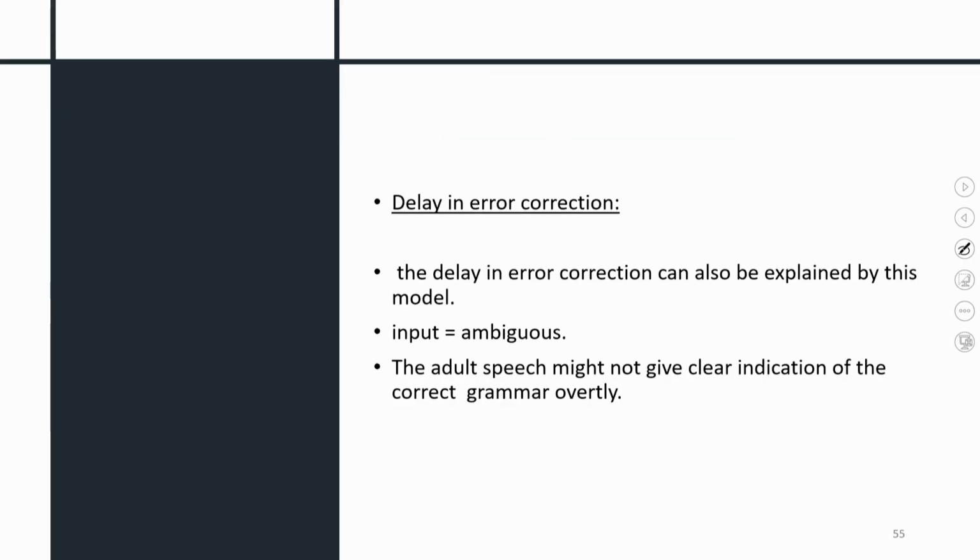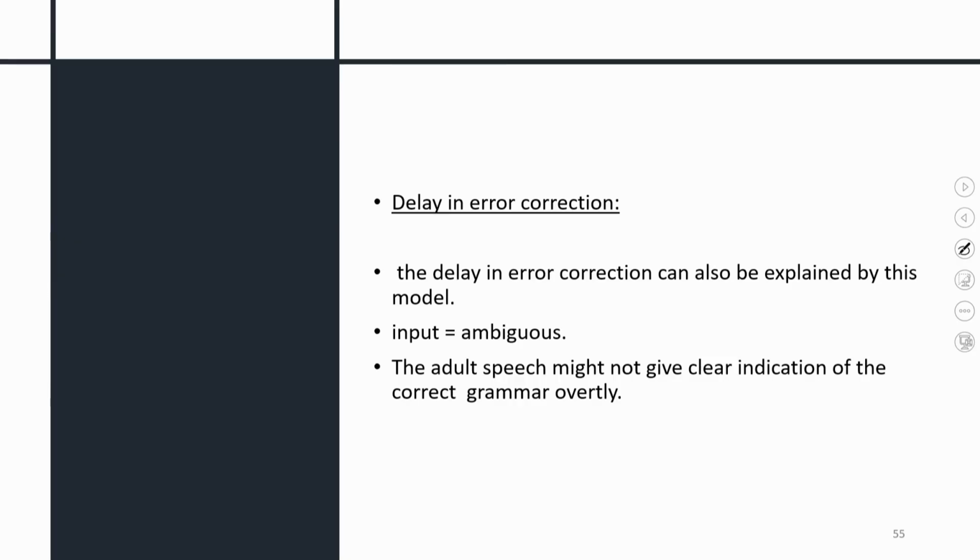Similarly, there is the other problem of delay in error correction. That can also be explained by this theory. This depends on the ambiguity, the nature of the input. This theory is dependent on the child checking the underlying grammar against the input. They have the parameters and they need to check them against the kind of sentences that they come across, and then accordingly tick one or the other option.